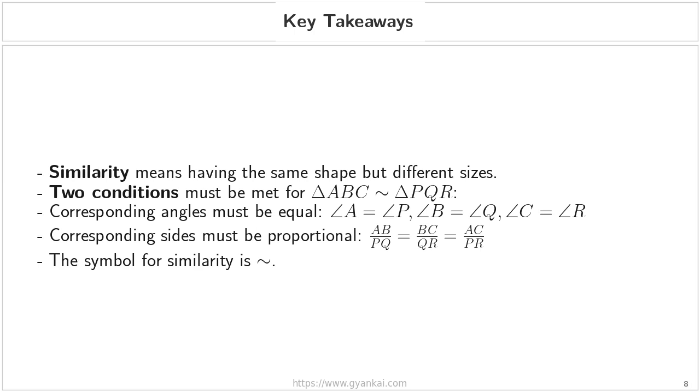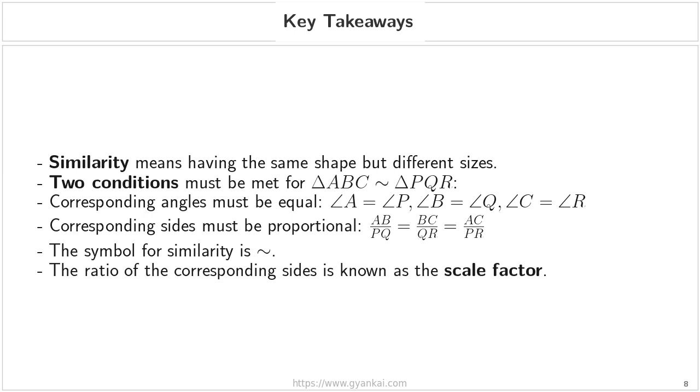Third, pay close attention to your notation. When we want to state that these triangles are similar, we use the tilde symbol, which looks like a small wave, written as triangle ABC is similar to triangle PQR, and as we discussed earlier, always keep your vertices in the correct order. Finally, keep in mind that this constant ratio we found between the corresponding sides is a very important concept called the scale factor.